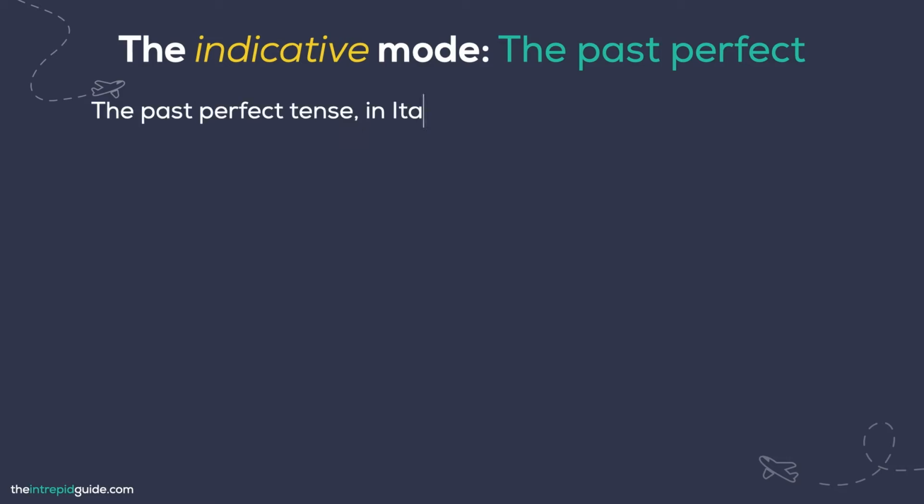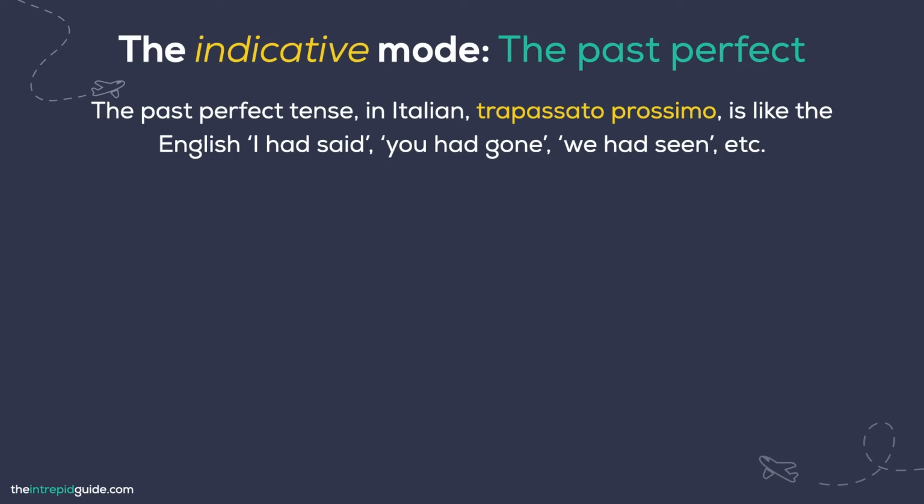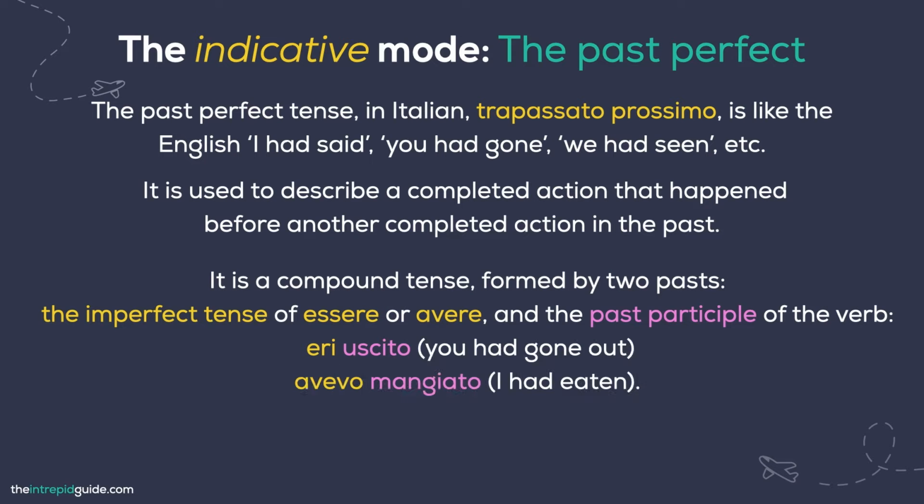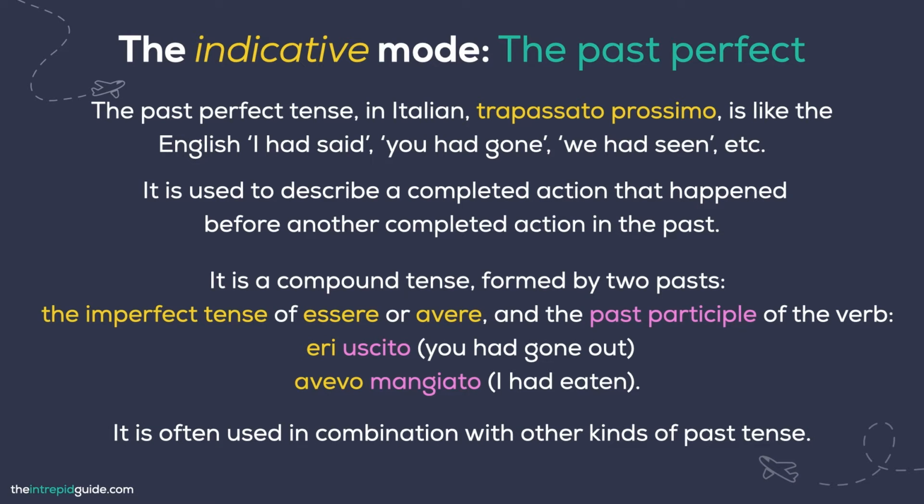The next Italian tense is the past perfect. Now, the past perfect tense in Italian is called trapassato prossimo. And like the English, I had said, you had gone, we had seen, and so on, it is used to describe a completed action that happened before another completed action in the past. It is a compound tense formed by 2 parts, the imperfect tense of essere or avere, and the past participle of the verb. For example, eri uscito, you had gone out. Avevo mangiato, I had eaten.